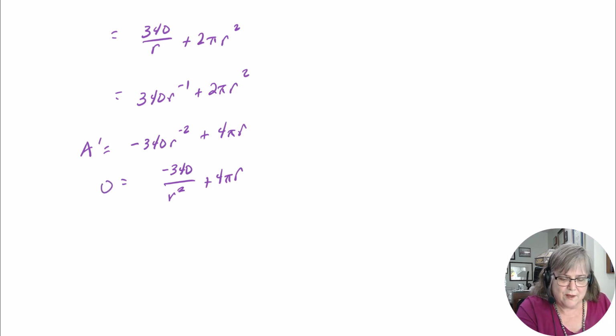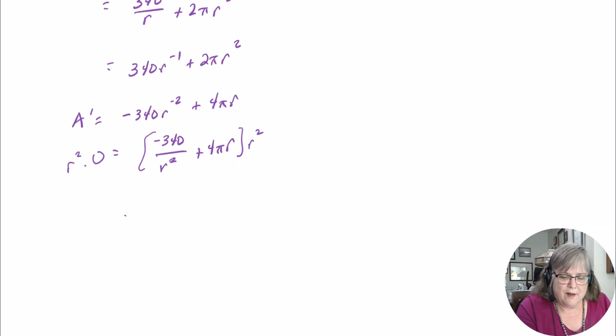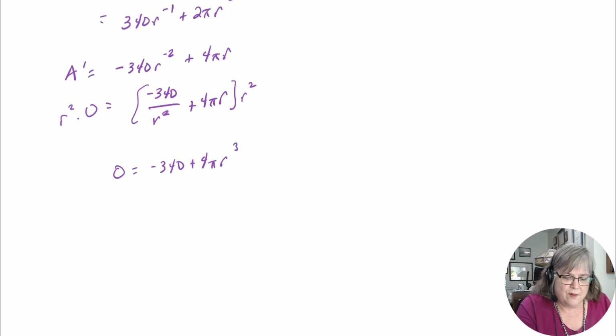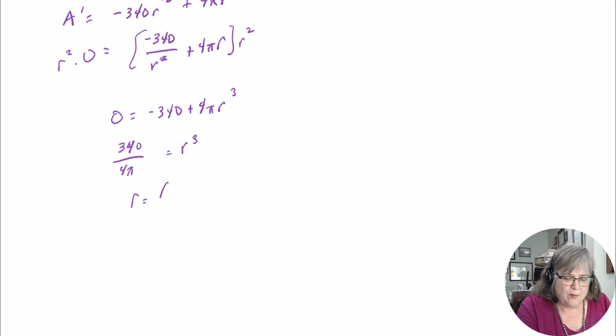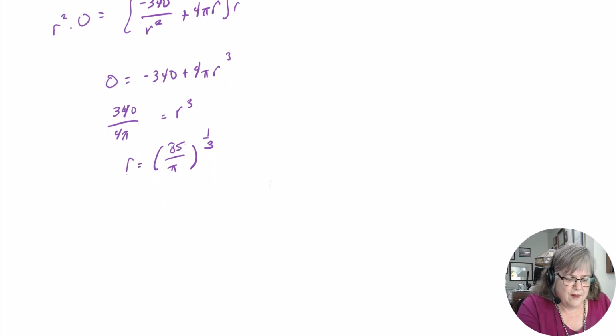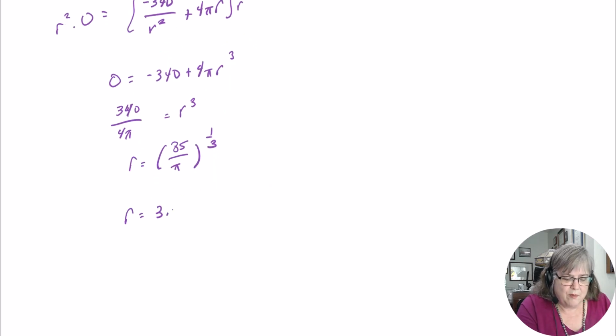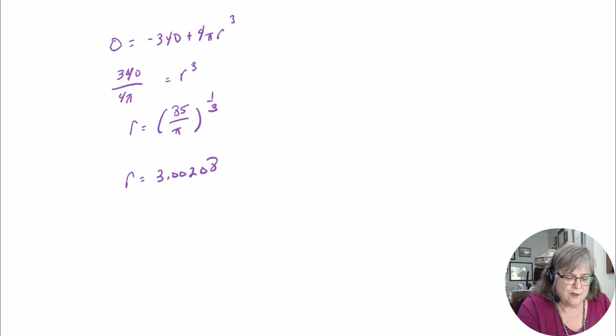So to clear out this r squared, you'd have 0 is equal to negative 340 plus 4 pi r cubed. So r cubed is 340 over 4 pi. So r is the cube root of that. When you run this on your calculator, you get 3.00208, which is close enough to 3.